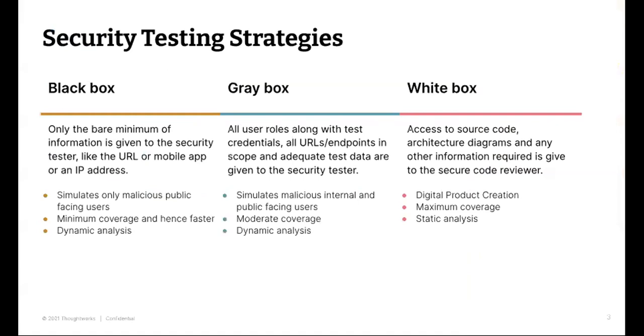So typically, you would find there are these three broad categories in which security testing is generally divided, right? It is generally a black box, gray box, or a white box test, right? So a black box is a situation where you have very little information or the bare minimum amount of information given to a tester. Why is that done?